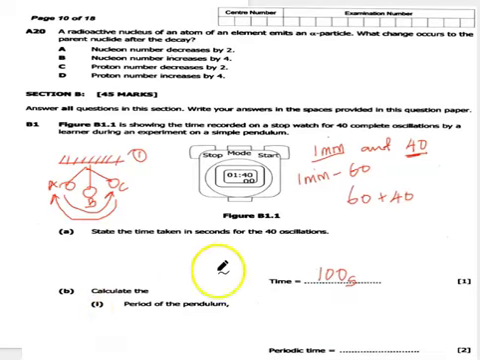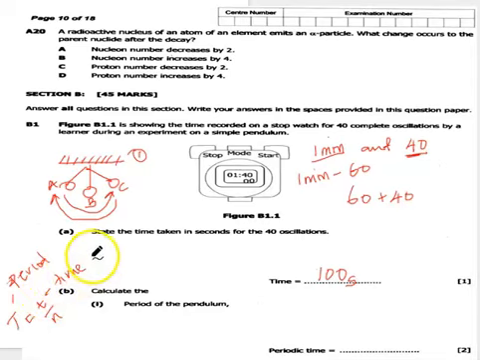Then the question says calculate the period of the pendulum. So I'm going to use this space. The formula that we use to calculate the period of the pendulum is given by T is equal to t over N, where this T is the period. Then this t is the time taken, and this N is the number of oscillations.